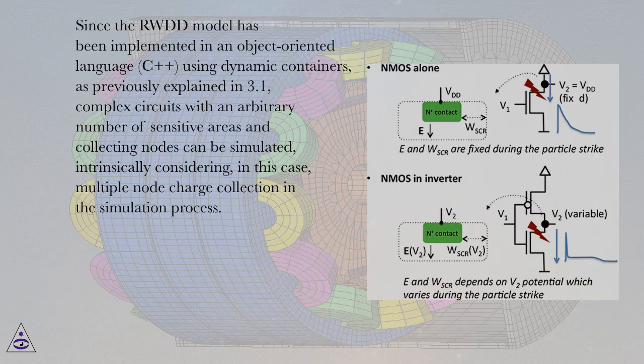Since the RWDD model has been implemented in an object-oriented language, C++, using dynamic containers, as previously explained in 3.1, complex circuits with an arbitrary number of sensitive areas and collecting nodes can be simulated, intrinsically considering, in this case, multiple node charge collection in the simulation process.